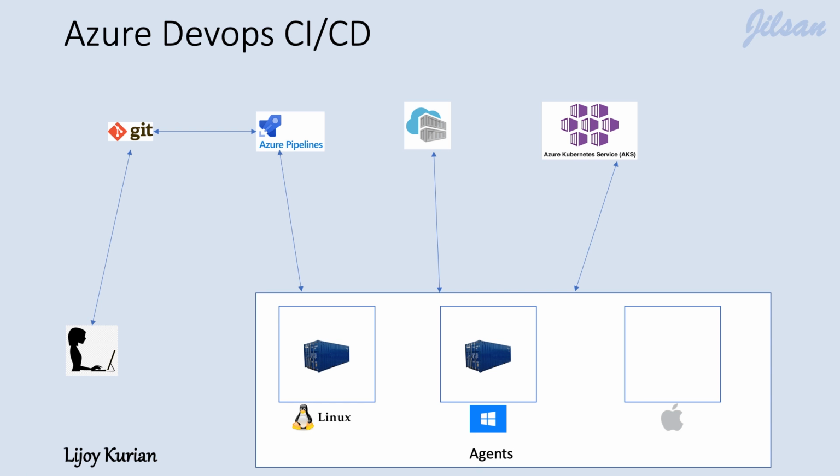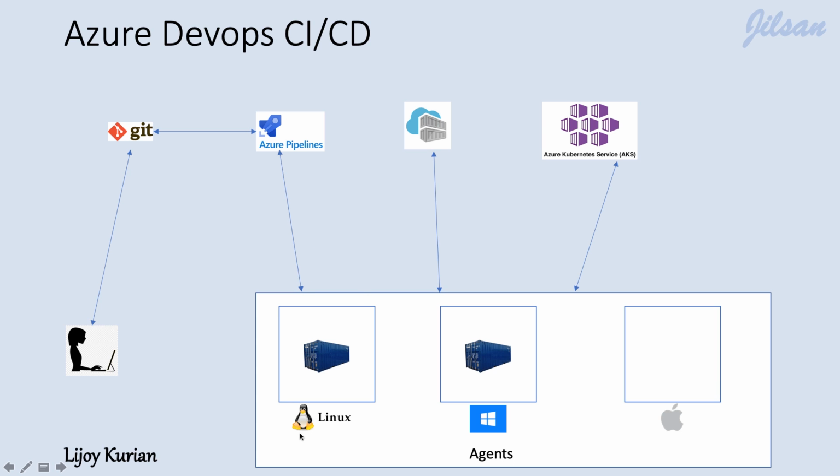Let's first look at the Azure DevOps CI/CD flow. So the components that we will be working with in these videos are Azure Pipelines, Azure Container Service, and Azure Kubernetes Service. Azure Pipeline is the one that actually will run the pipelines that will contain build and release jobs and tasks. This will have a queue of jobs that need to be built.